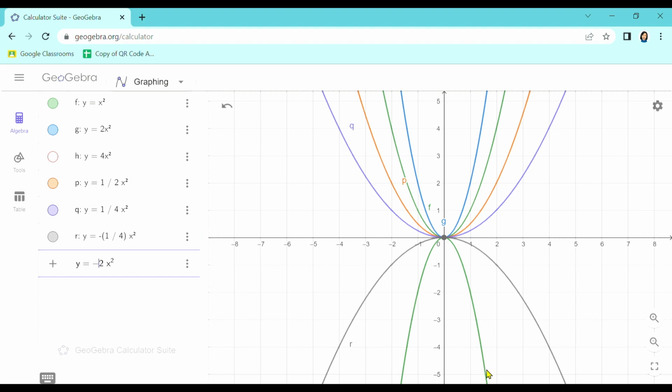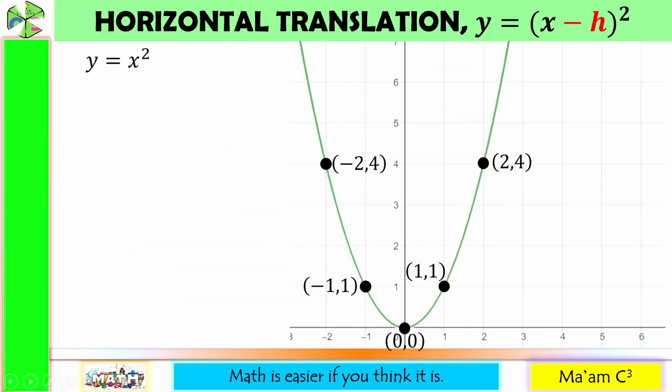Let us continue with some more transformations. This time, let us study the effect when we have minus h here. So once again, here is our mother graph with the mother function. But what if we have y is equal to (x minus 3) squared? First, we are going to solve the value of our x here. x minus 3 is equal to 0. Moving negative 3 on this side, x equals positive 3.